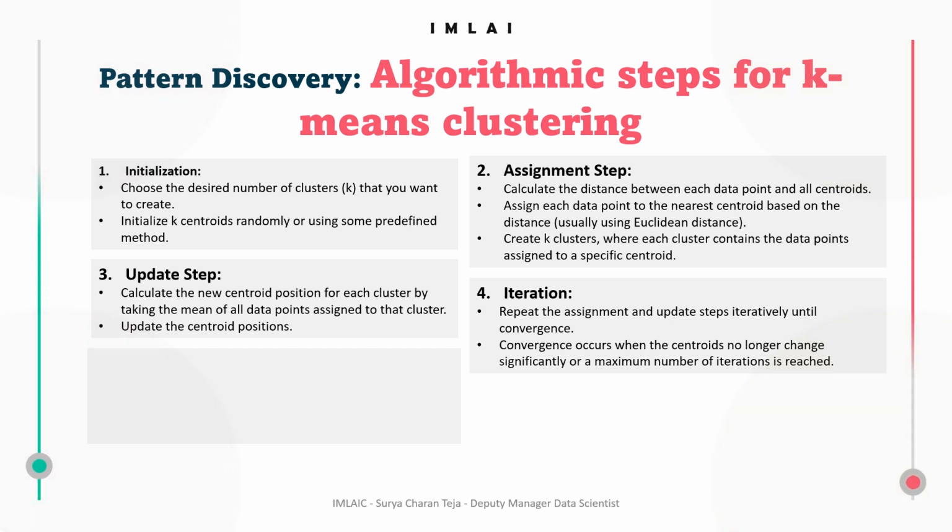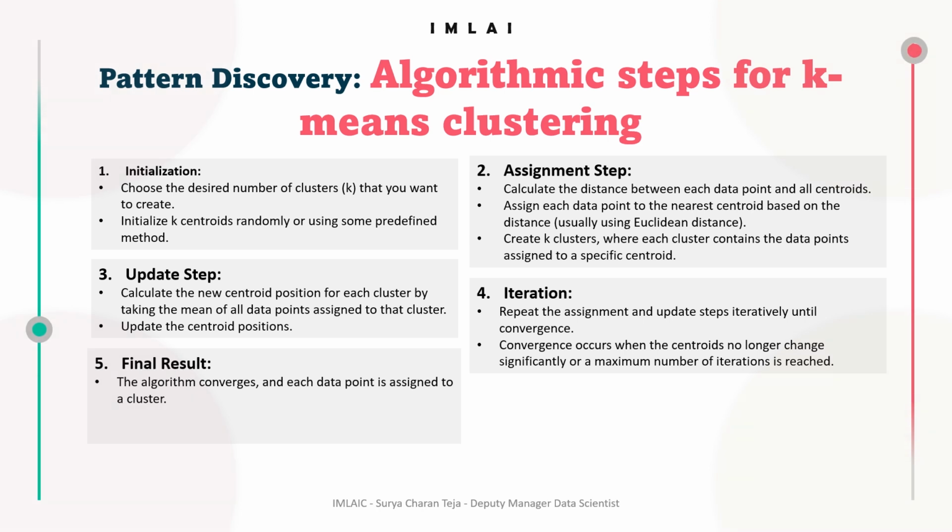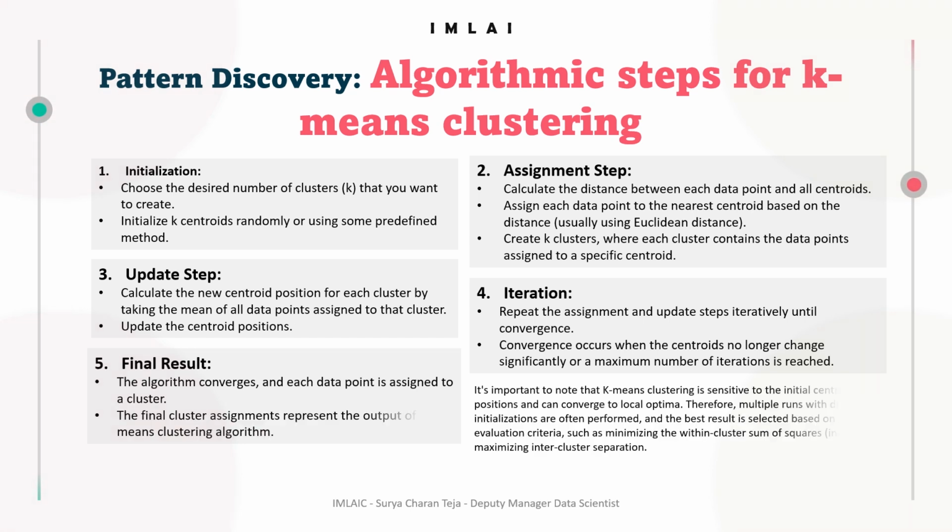Once there is no significant change in centroids, or a maximum number of iterations is reached, we have reached a convergence point. Then, fifth, the final result. The algorithm converges and each data point is assigned to a cluster. The final cluster assignments represent the output of the K-means clustering algorithm.